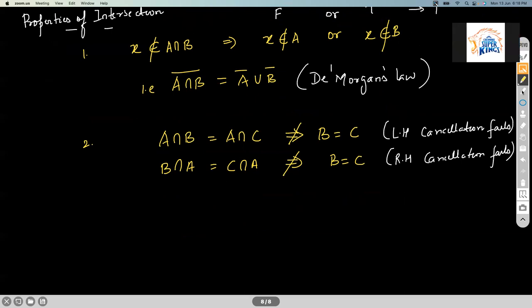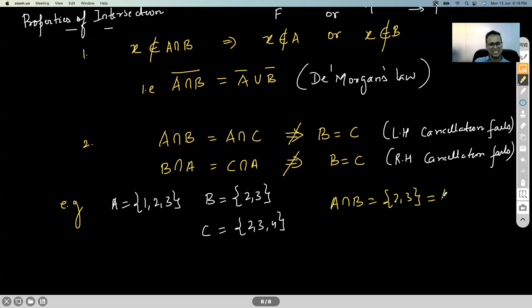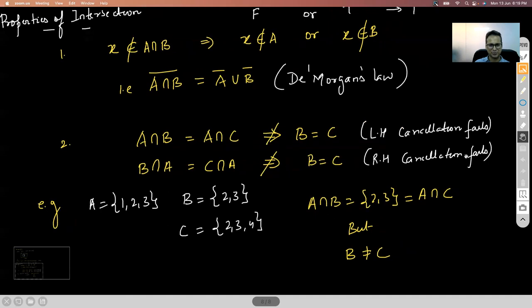A equals 1, 2, 3. Okay. B is equal to 2, 3. Okay. And C is equal to 2, 3, 4. Very good. So what you realize here is that A intersection B will be having 2, 3 only, and that's the same as A intersection C also. But B and C are not equal. Is it fine? Any questions, any concerns? Okay.